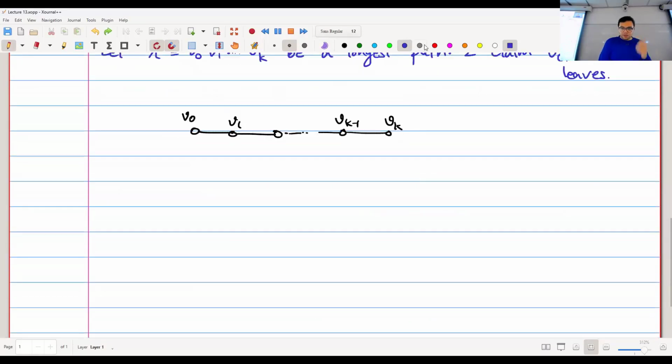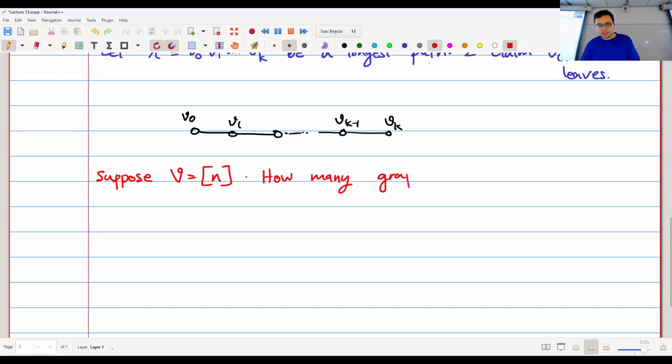Now, let's do some counting. I want to ask you this. Suppose that I have a graph G, and my set of vertices is just the numbers from 1 to n. So I have n vertices. How many different graphs G, V, E exist? Yes, 2 to the power of n choose 2.